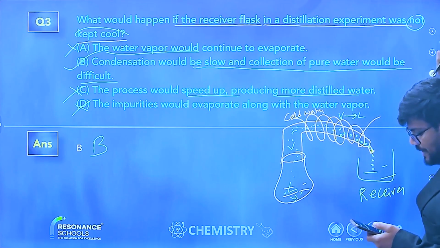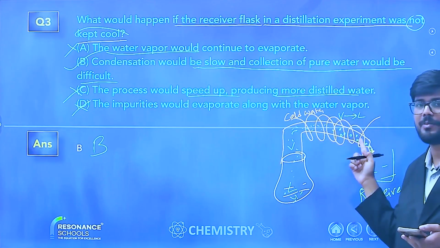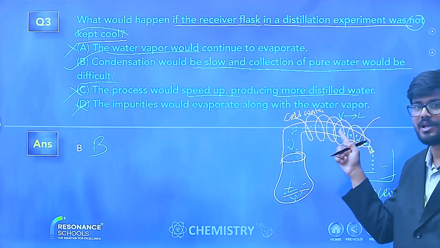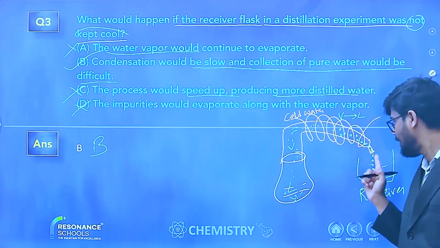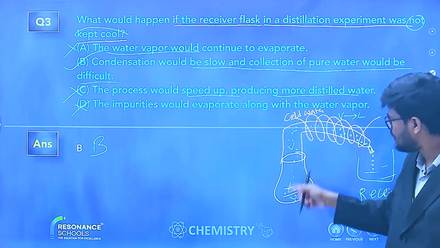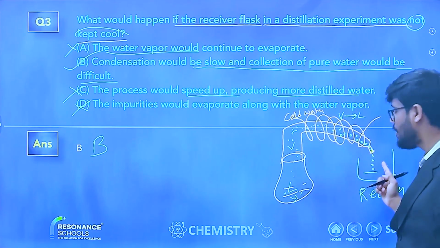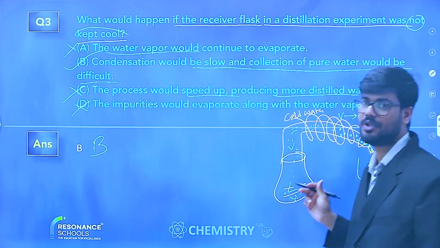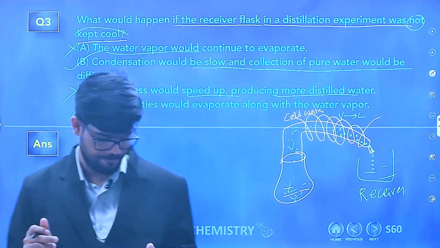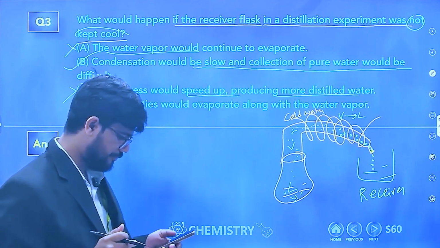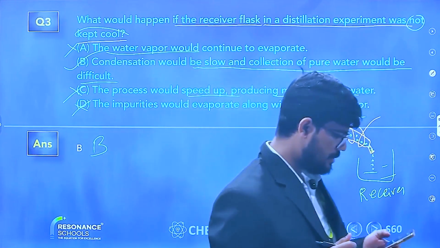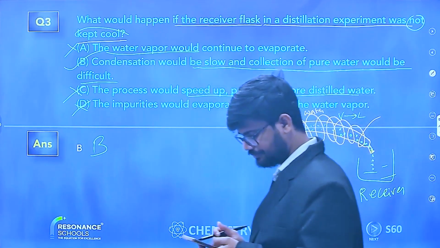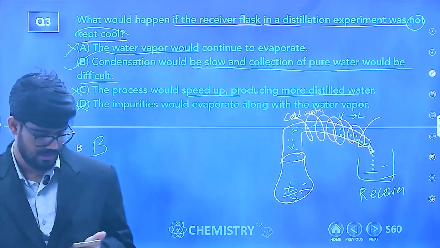A receiver flask means where this water vapor is going. So through this condenser, that water vapor is converting to liquid, and that liquid somehow you have to collect, right? Because water molecules are coming from this side, so somehow you have to collect. So receiver flask means this one, where you are collecting liquid water. Okay. Clear, Badani? So this question is done.